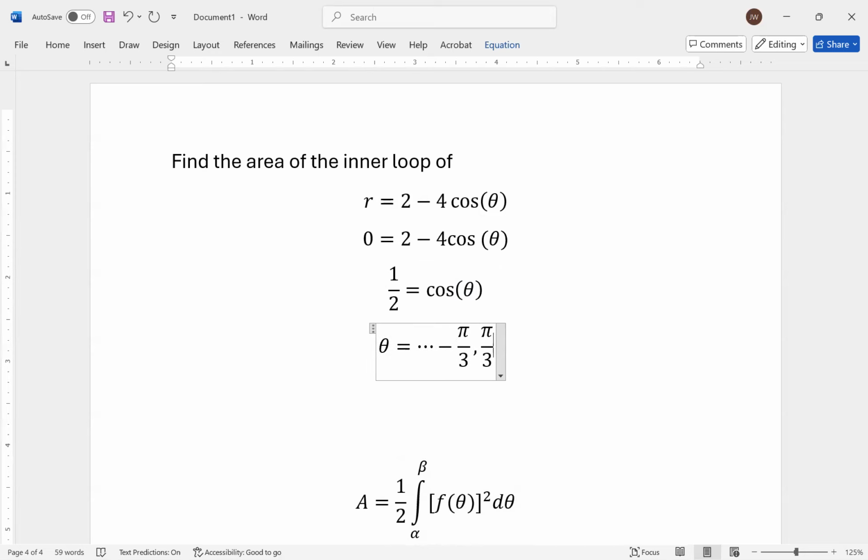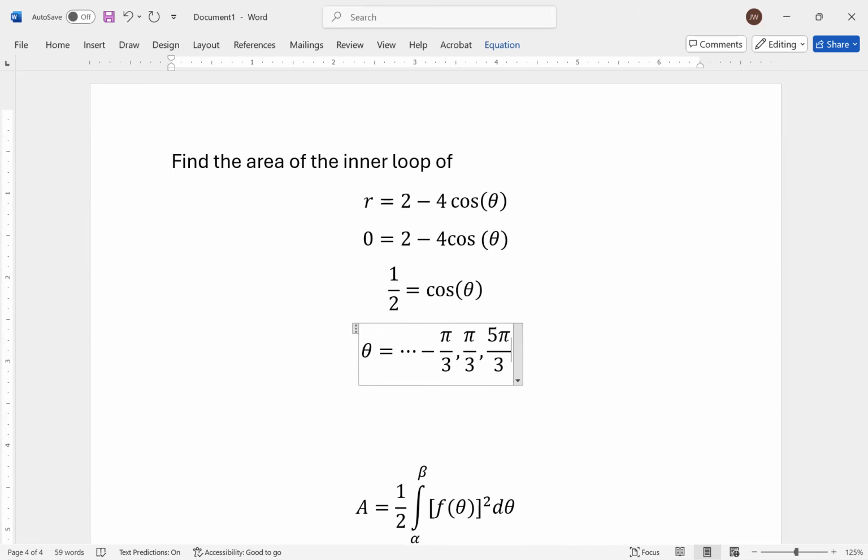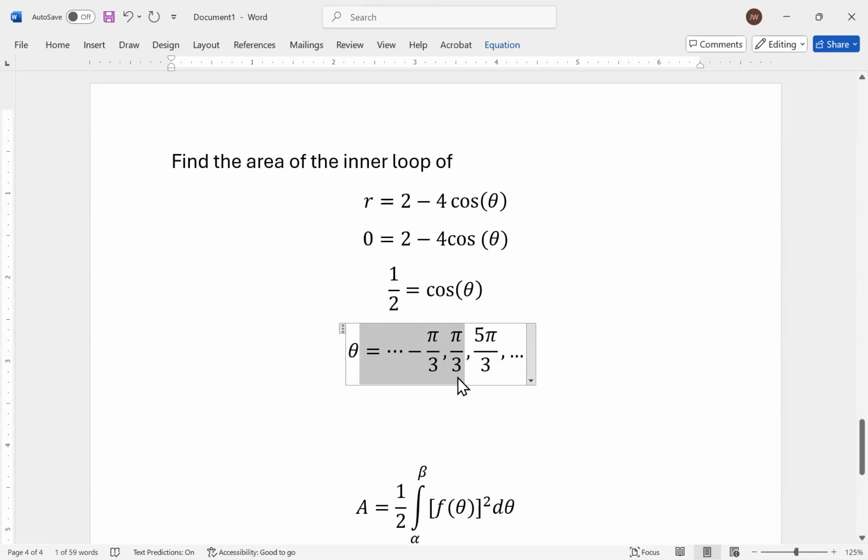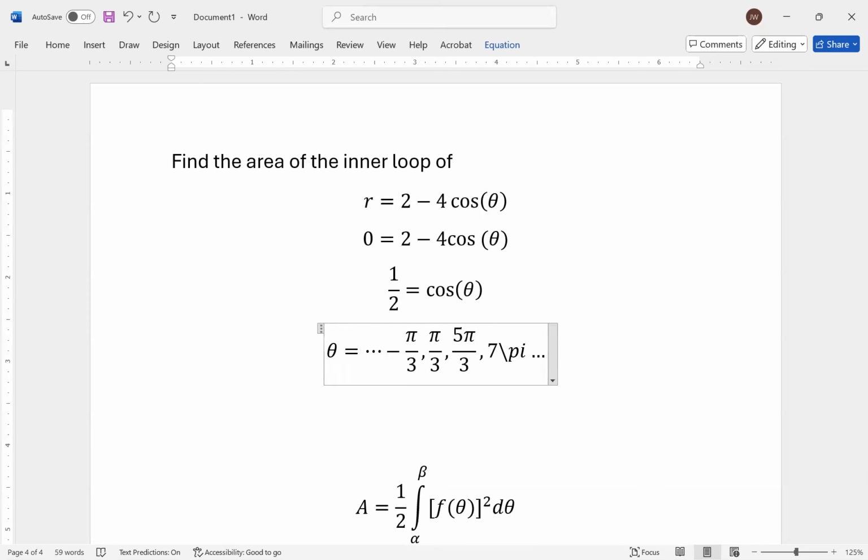And then you'd add 2 pi to that. So I think the next time you get there is 5 pi over 3, yeah, I believe 5 pi over 3. So the inner loop goes from negative pi over 3 to positive pi over 3. And then it would start back up at 5 pi over 3 and go to 7 pi over 3. So you could have also gone from 5 pi over 3 to 7 pi over 3.